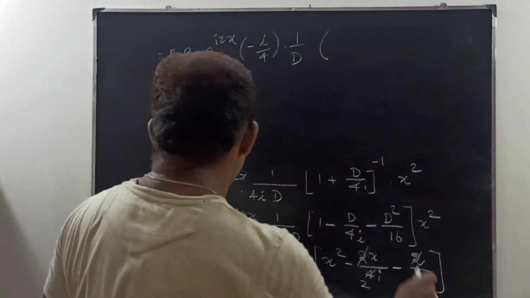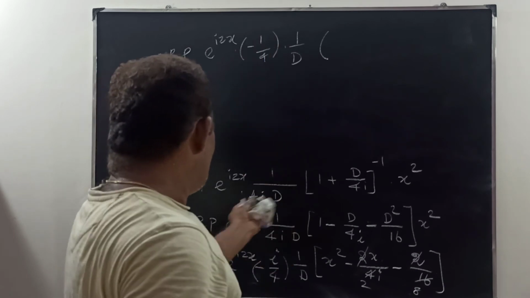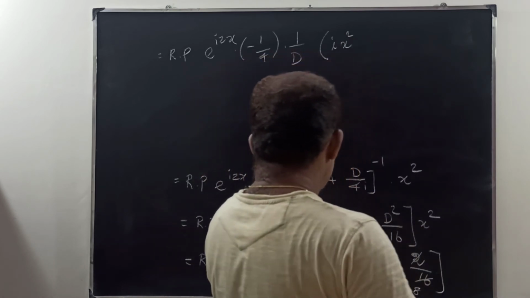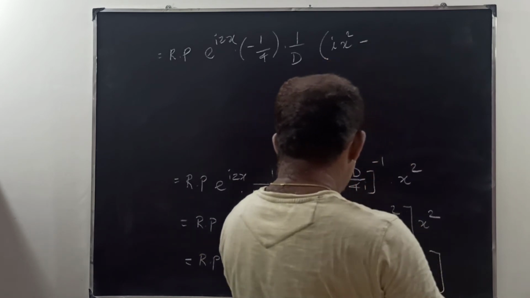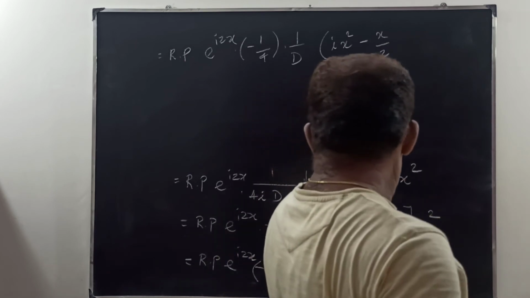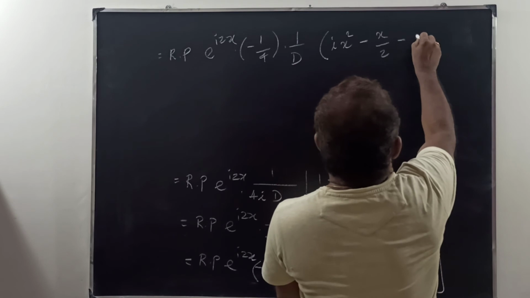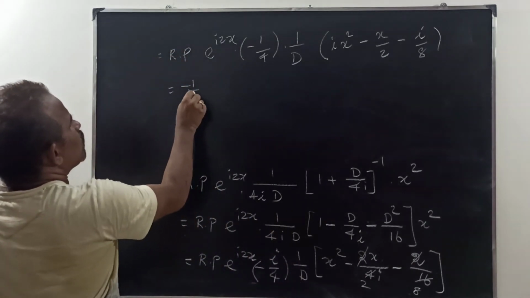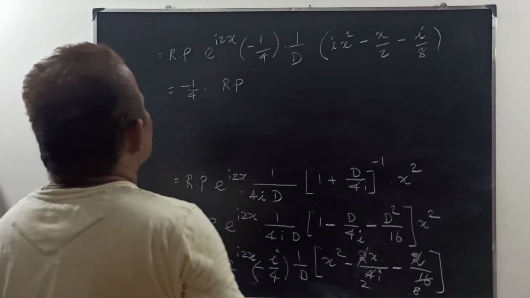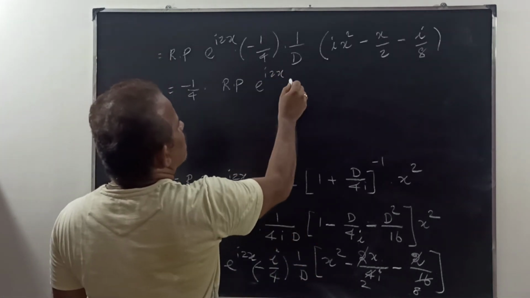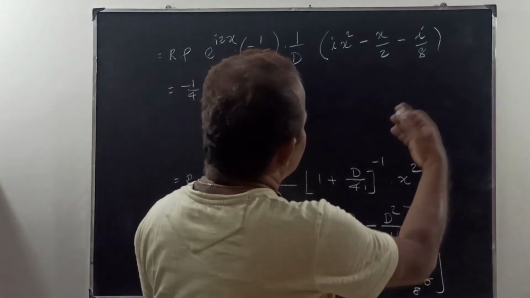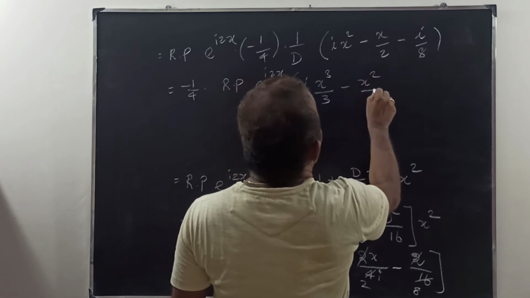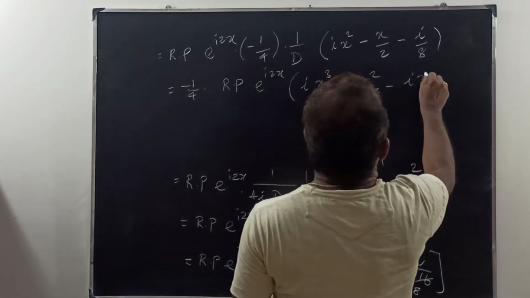I can multiply this i also, so therefore this is equal to 1 by minus 4 multiplied by i, therefore i x² minus x by 2, then i by 8, minus i by 8. So therefore I can write minus 1 by 4 into the real part of e^(2ix) into 1 by D, integration of this, D is d by dx, 1 by D is integration of this, therefore i into x³ by 3 minus x² by 4 minus i into x by 8.